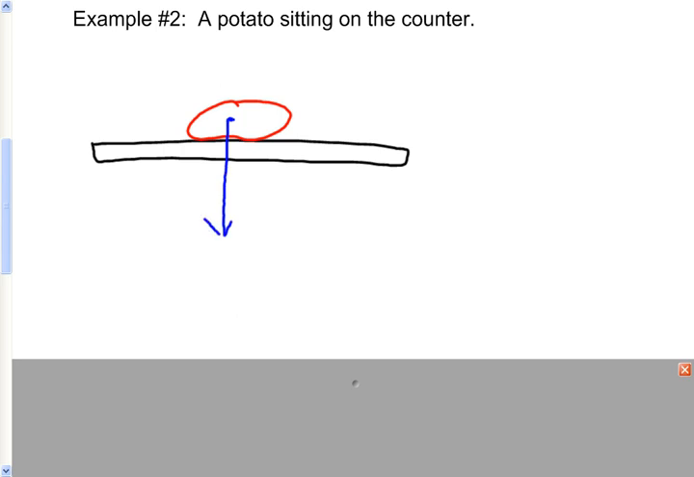We've got gravity acting down. And if you've been following these tutorials or just know about it already, we know we can represent forces with vectors, which is what I've drawn with the arrow. So we know gravity is acting down like that. Let's pretend that the force of gravity on this potato is 7 newtons. Is that the only force acting on this potato? Well, no. The counter is actually pushing up on the potato as well.